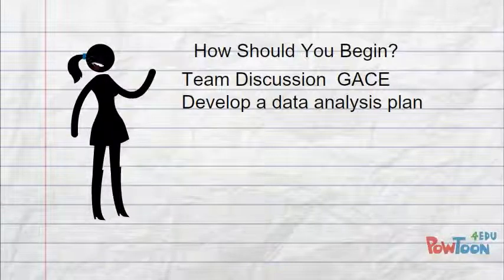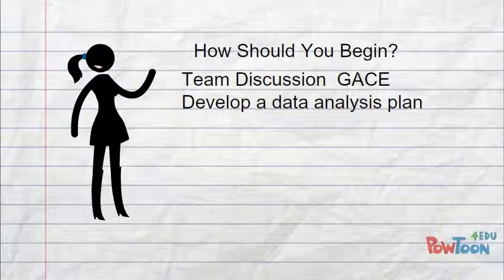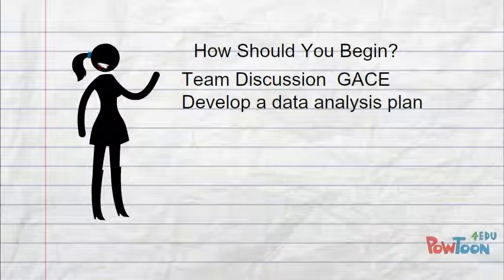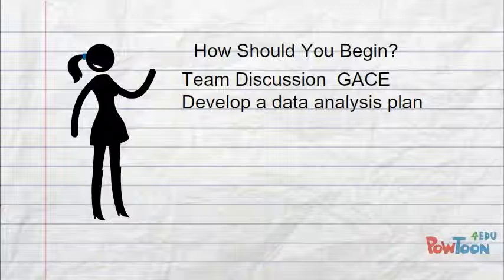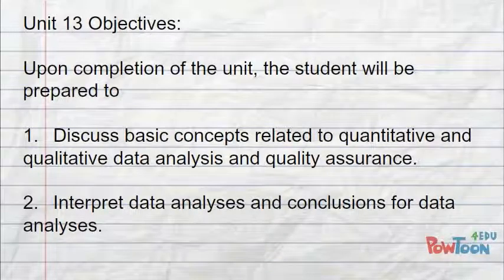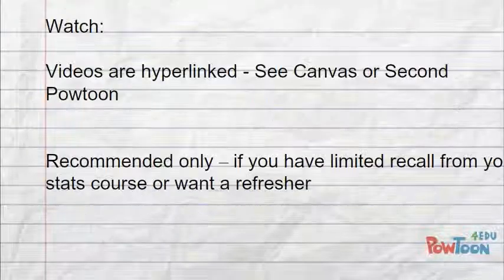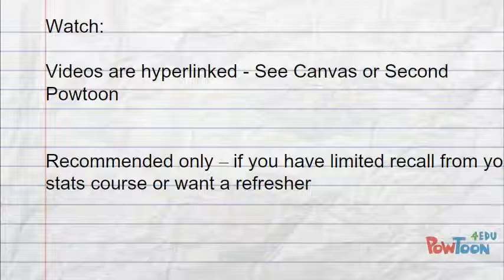This unit will be reviewing the data collected as part of the Great American Cookie Experiment, and your teams will be brainstorming ways to analyze it. No need to panic. You're not going to be running any stats, just brainstorming about how you could analyze the data and which tests might be appropriate. So you'll be doing a data analysis plan. You'll be able to see the Unit 13 objectives in the narrative, as well as the assigned readings and activities. Please be sure to watch the videos that are hyperlinked if you need a review of statistics, and complete the individual and team assignments by the due date.